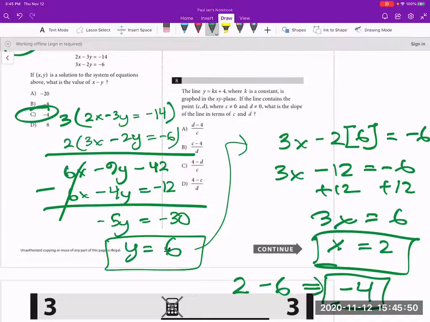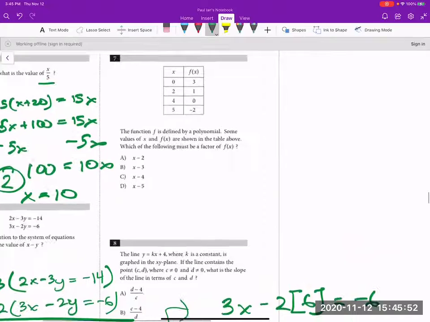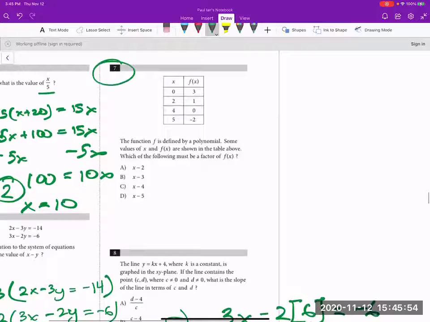So we've done that before, right? All these we've seen already, right? Yeah. Okay, now let's do number 7. This one seemed confusing at first. It gives you this table of x and f of x. So the function f is defined by a polynomial. Some values of x and f of x are shown in the table above. Which of the following must be a factor of f of x?